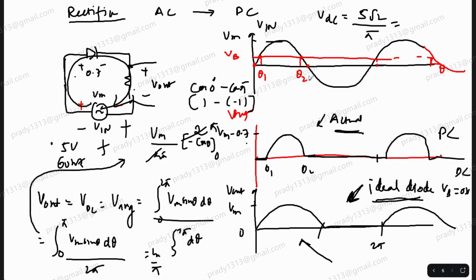तो 2.25 ही आ रहा है सर. ठीक है, आ रहा है तो अच्छा. 2.25.